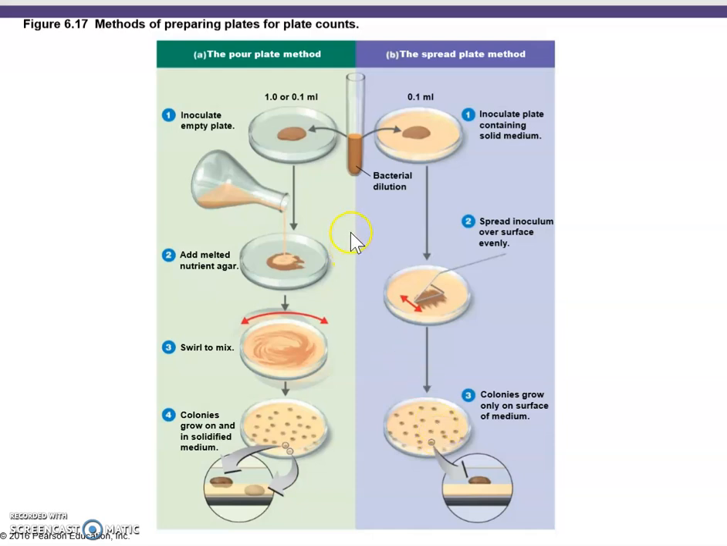Another method would be mixing the bacteria with liquefied agar, spreading it with the liquefied agar, and letting the bacteria grow. They will grow in the agar and on top, so you can see that right down here. Some colonies will grow in the depth of the agar, and some will just grow on top.